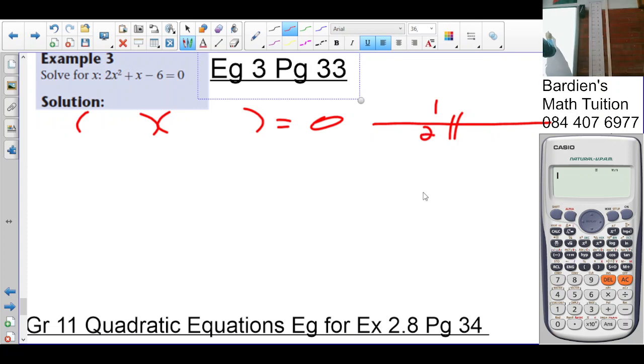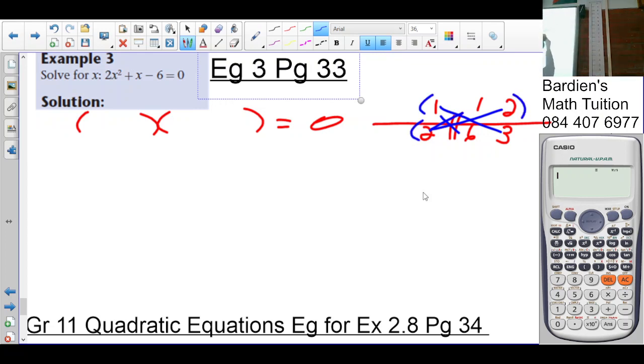1 and 2 on the side. 1 and 6, 2 and 3. Do we add or subtract the products? Subtract. Why? The last term is negative. 1 times 6 is 6, 1 times 2 is 2. 6 minus 2? 4. What are we looking for? 1. 1 times 3 is 3. 2 times 2 is 4. 4 minus 3 is? 1. And that's what I want.